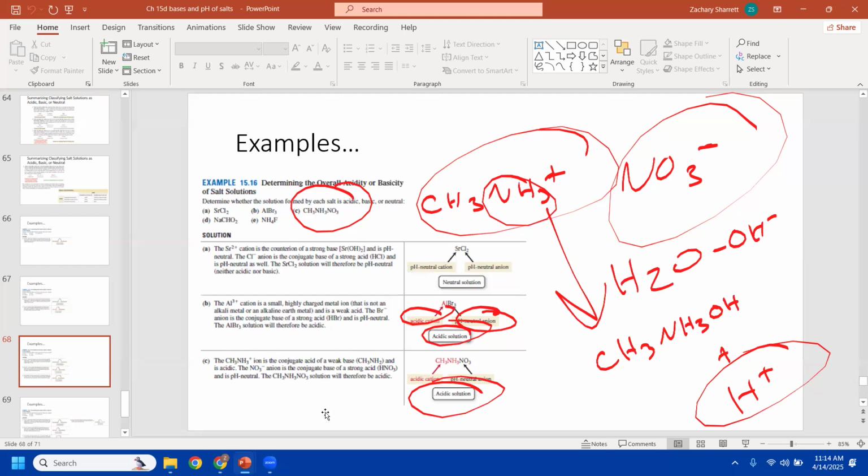It is a weak base with a plus on it, so it's the conjugate acid of a weak base. It is not a base. It is a base that added a proton. Just like when we're looking at NO3 minus, that's not an acid. That's the conjugate base of a strong acid. When it's HNO3, it's an acid. When it loses the H, it becomes a base.